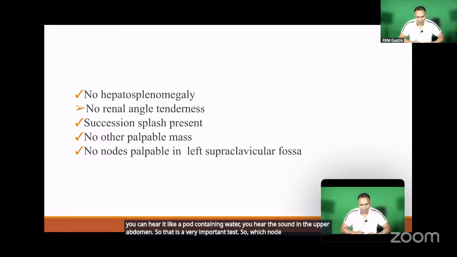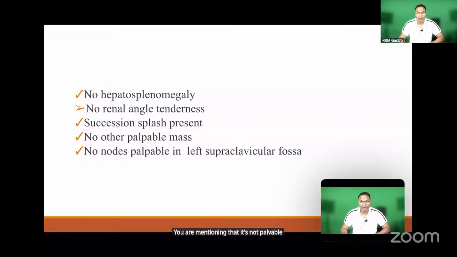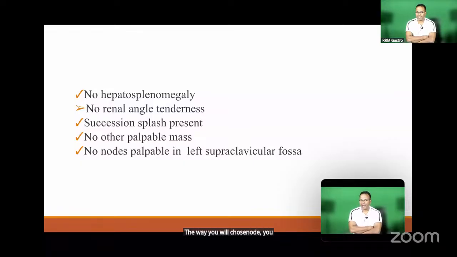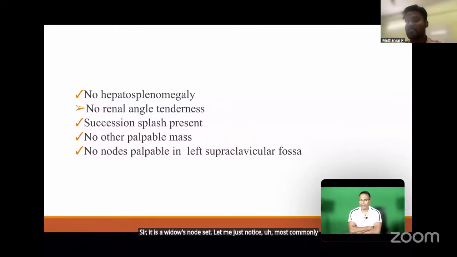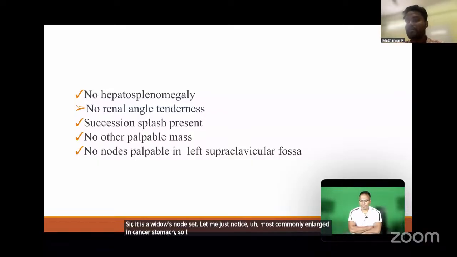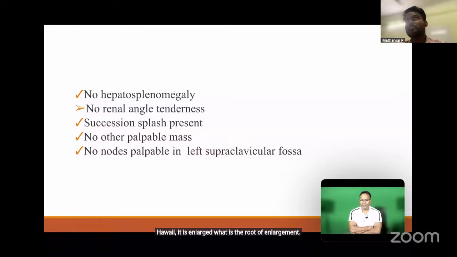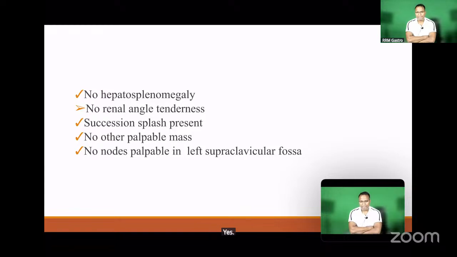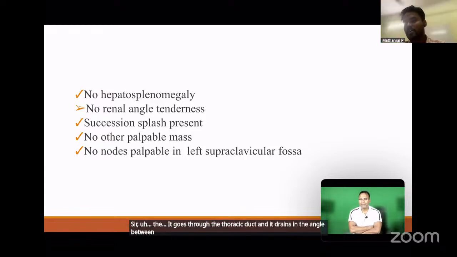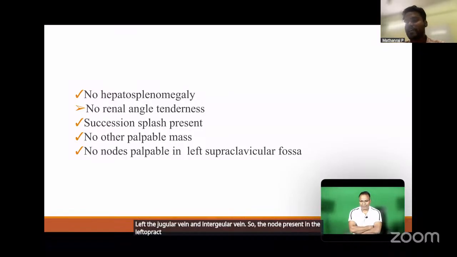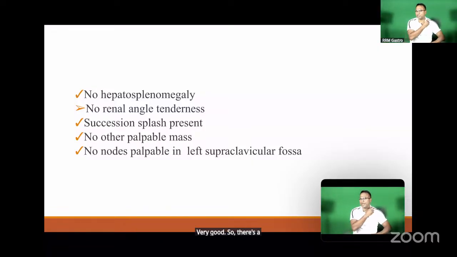So which node are you mentioning that is not palpable in the left supraclavicular fossa? What is the name of the node? Virchow's node, sir. Why Virchow's node? You are specifically asking for gastric cancer. Virchow's node is most commonly enlarged in cancer stomach, sir. So I am checking for enlargement of Virchow's node in the left supraclavicular fossa. Why is it enlarged? What is the route of enlargement? Sir, from the cisterna chyli. Yes, it goes through the thoracic duct and drains in the angle between the left subclavian vein and the internal jugular vein. Very good. So the node present in the left supraclavicular fossa can be enlarged. Very good. So Virchow's node is a left supraclavicular node.